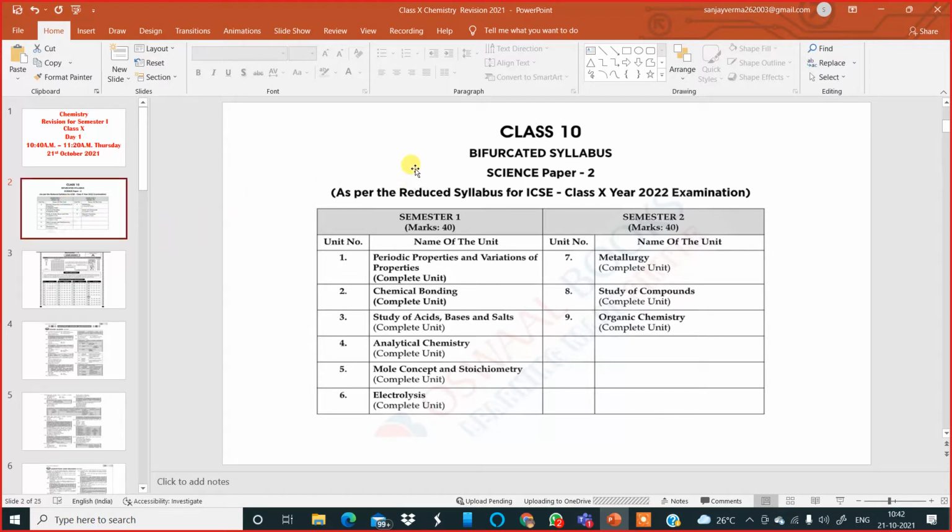If you look at the screen, you will see this is the bifurcated syllabus for your chemistry paper two. Can you see the screen, all of you? Yes, sir. Okay. So this is the bifurcated syllabus for chemistry paper 2.